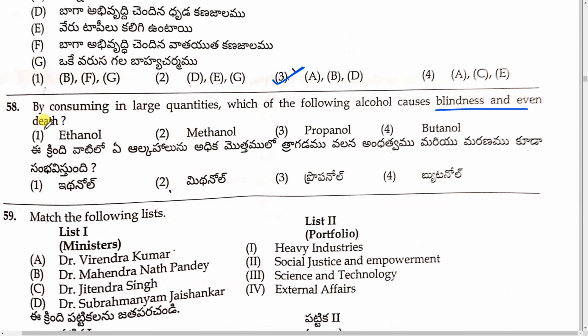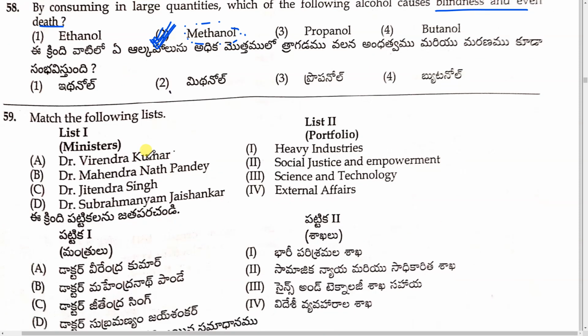By consuming in large quantity, which of the following alcohols causes blindness and even death? Methanol. Recently we have seen in the news that some people are trying to make alcohol locally, using methanol instead of ethanol. Primarily ethanol is used in alcohol, but when made manually, if methanol is present, it can cause blindness and even death.